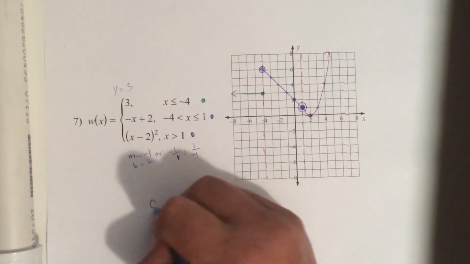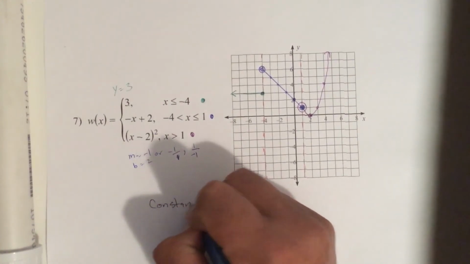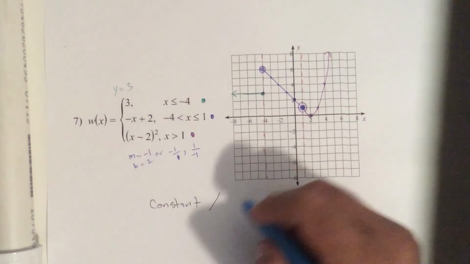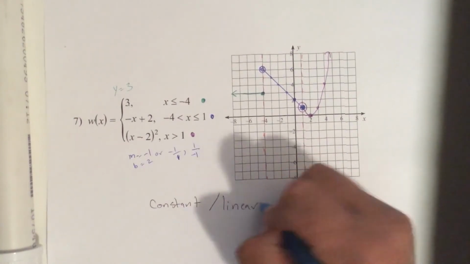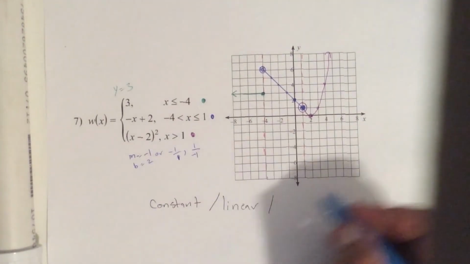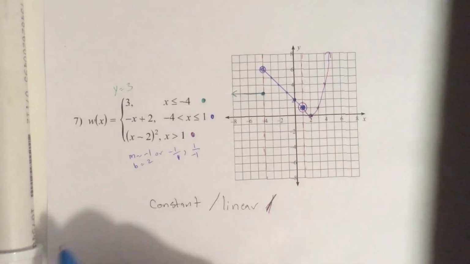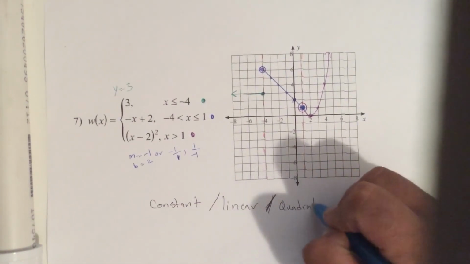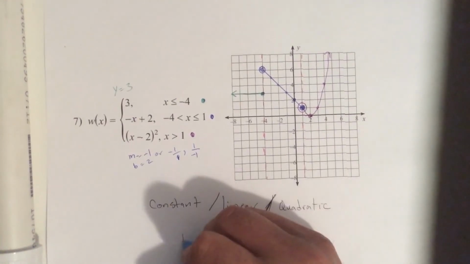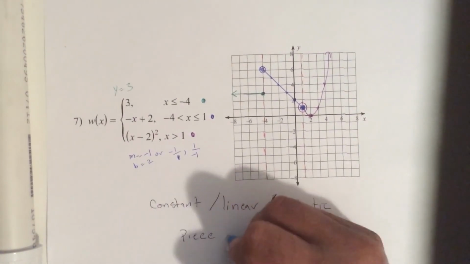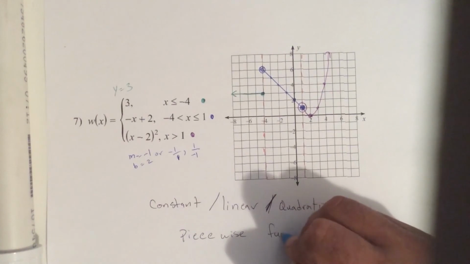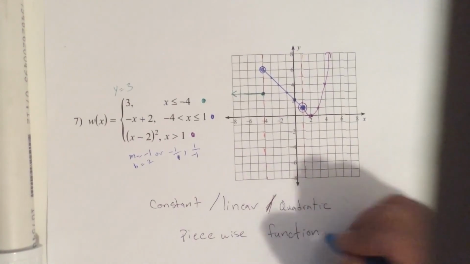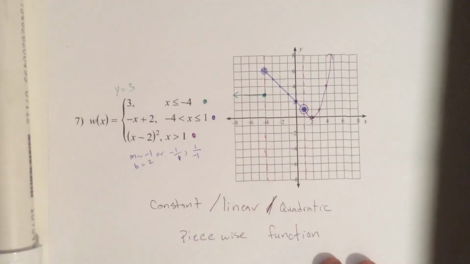And for this one, we have a constant, linear. You can put commas instead of, I don't know why I'm using slashes today. I usually put commas. And quadratic, piecewise function. Remember, on the foldable, this would be what you actually write on this side. But just for this format, I'm just going to put it out this way.